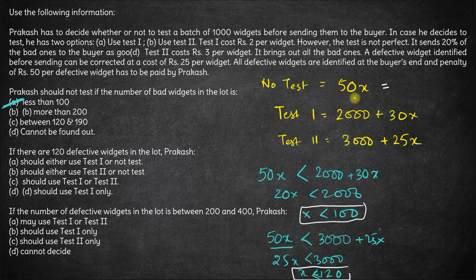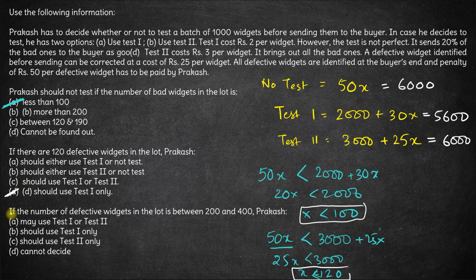So if x is 120, no test cost will be 50 into 120, which is 6000 rupees. Here this will be 2000 plus 30 into 120. 30 into 120 is 3600 plus 2000 is 5600. And for test 2 it will be 3000 plus 25 into 120. 25 into 120 is 3000. 3000 plus 3000 is 6000. So when the number of widgets is 120, the least cost is for test 1. So he should be doing test 1 over here. So he should use only test 1. Option D here is the right answer.